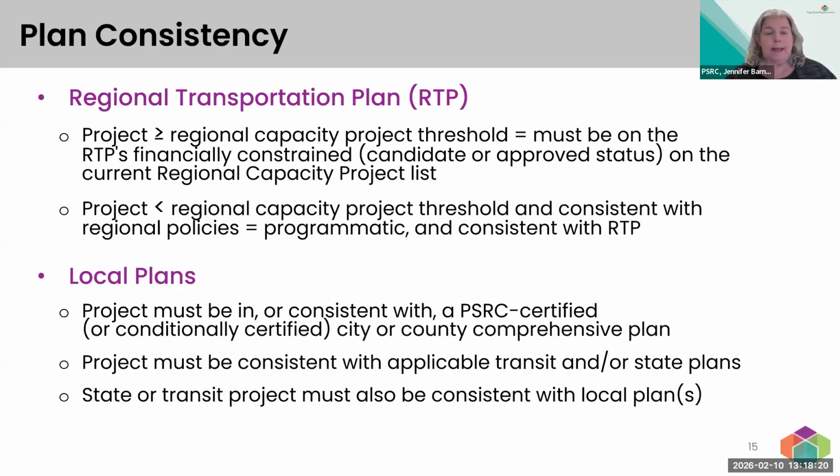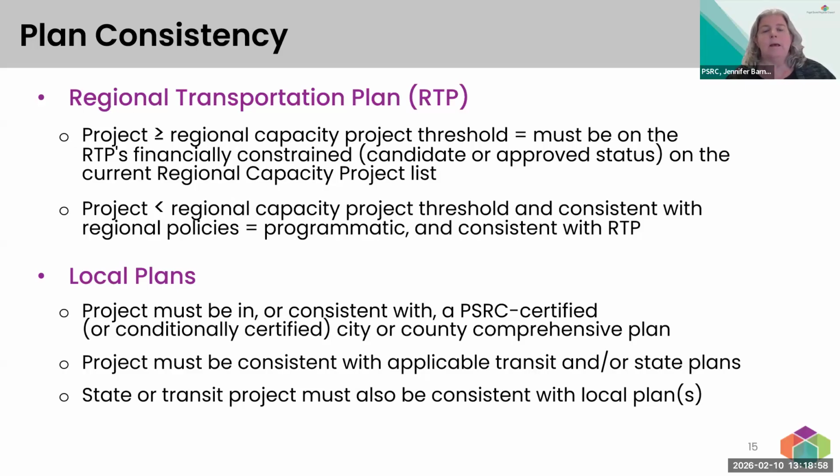The next category is plan consistency, and we look at that at two levels. First is consistency with the regional transportation plan. Primarily, we're looking at whether it's a project that meets our threshold for a regional capacity project. It needs to be listed explicitly in our current plan's regional capacity project list. I think many of you are aware that we are undergoing an update of our regional transportation plan, with a new version being adopted this May. As of right now, for the purposes of this competition, the 2022 plan is the adopted plan, and so that's the one we'll be looking at.